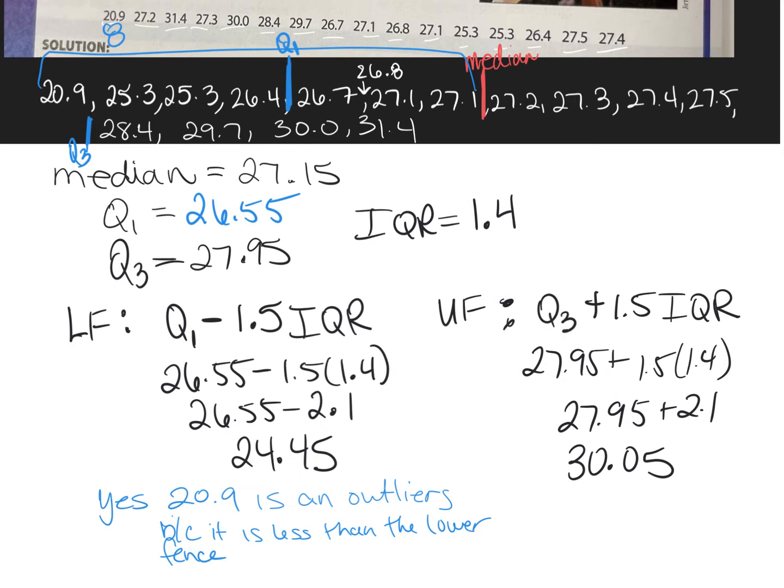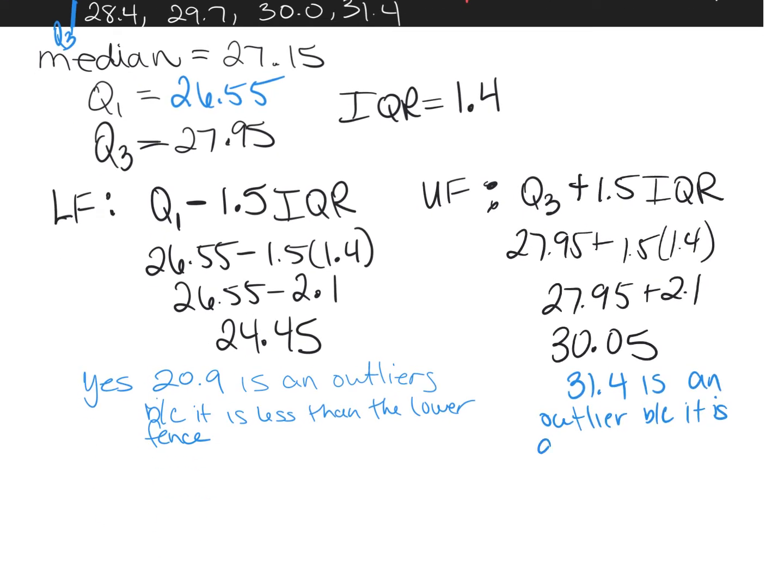How many? 1. 30 is not greater than 30.05, right? So 31.4 is an outlier because it is greater than the upper fence.